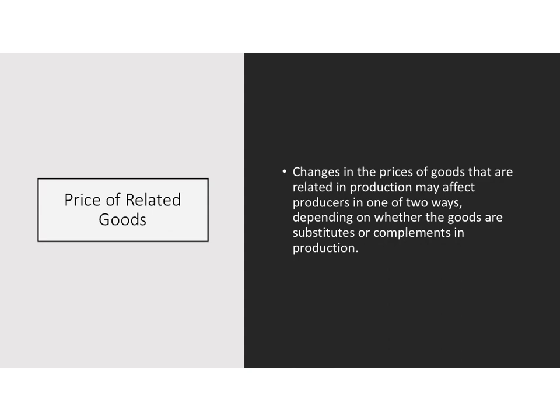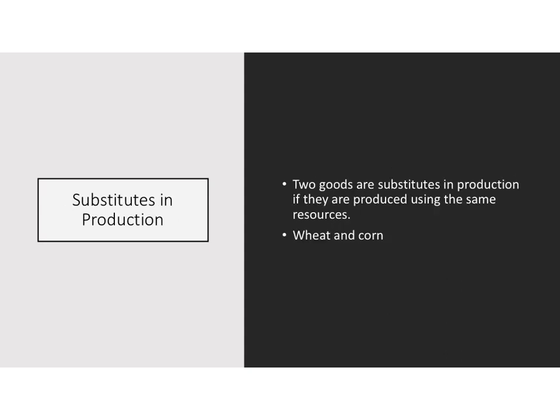So changes in the prices of goods that are related in production may affect producers and in turn affect supply in one of two ways, depending on whether the goods are substitutes or complements in production. So in this case, we're talking about goods that are related in production, not goods that are related in consumption. We're not talking about butter and margarine, which are substitutes in consumption. We're not talking about peanut butter and jelly, which are complements in consumption. These are goods which are related in terms of production.